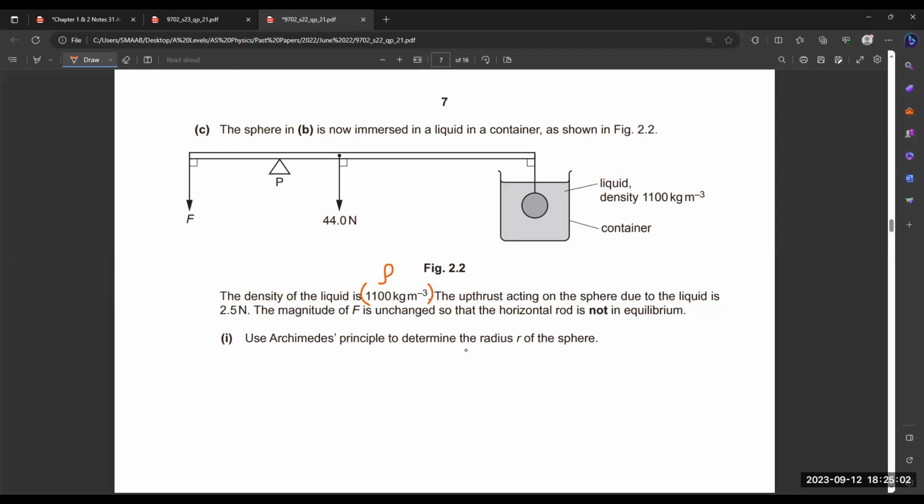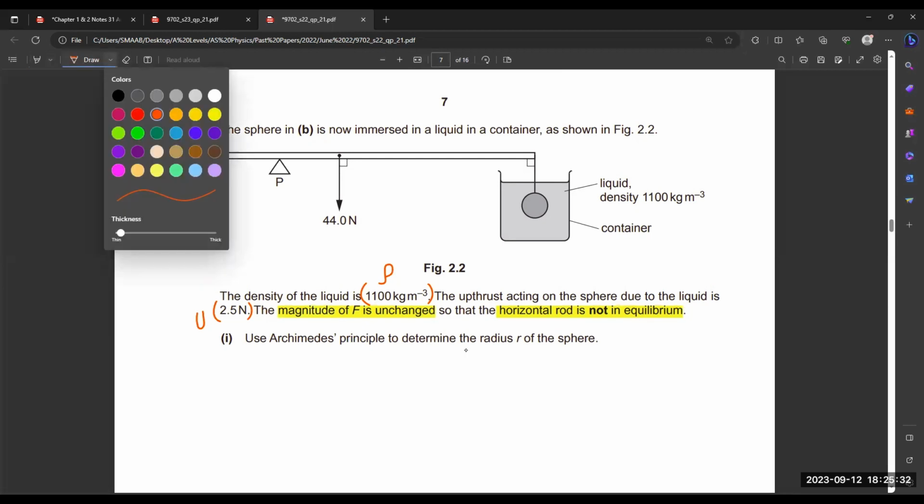So density is given and the upthrust acting on the sphere due to the liquid is 2.5. The magnitude of F is unchanged, so the horizontal rod is not in equilibrium. Use Archimedes principle to determine the radius of the sphere. So we have to use the Archimedes principle to find out the radius.